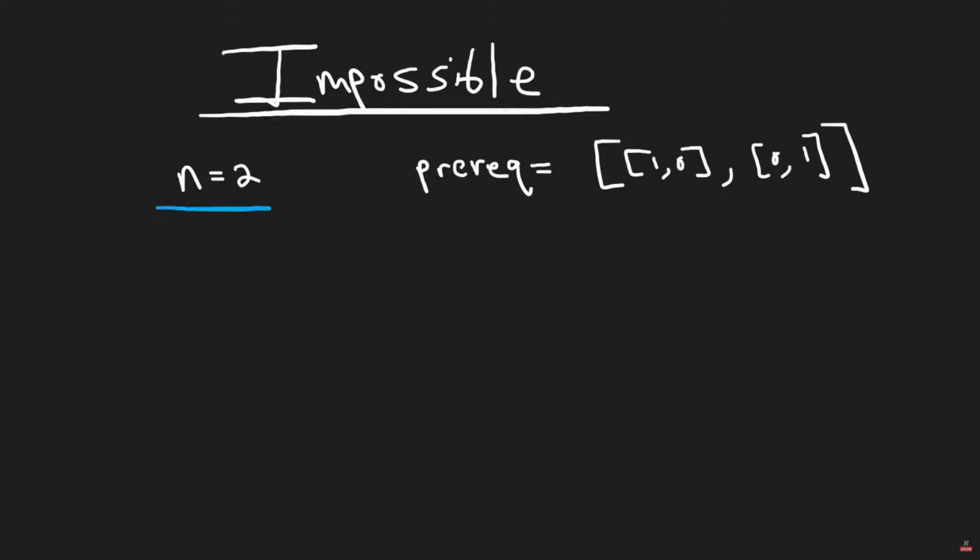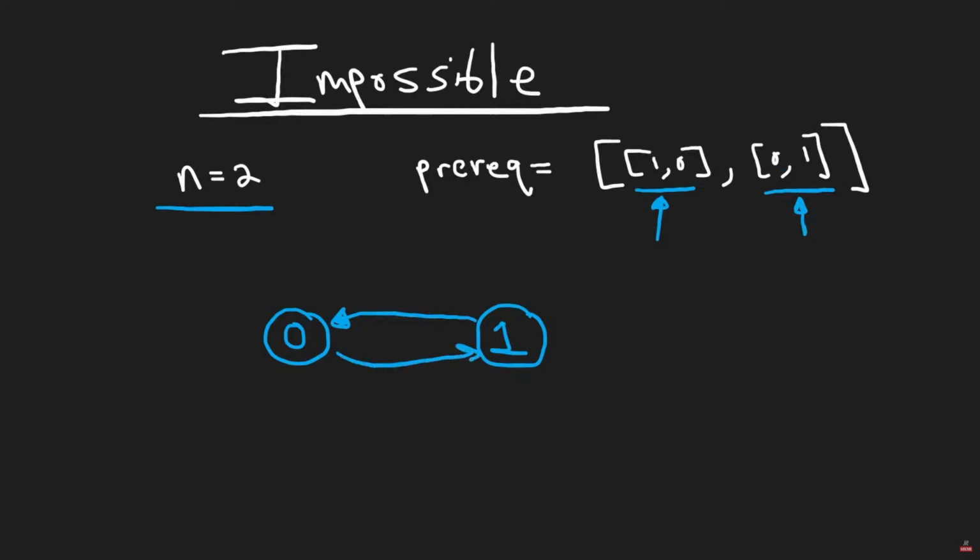So we're given n equals 2. That means we have two courses, 0 and 1, and we're given two prerequisites, so 1, 0 and 0, 1. This one means that if we want to finish course 1, we have to first complete course 0. So 0 is a prerequisite. The second one means that if we want to finish course 0, we have to finish course 1 first. So 1 is a prerequisite of 0.